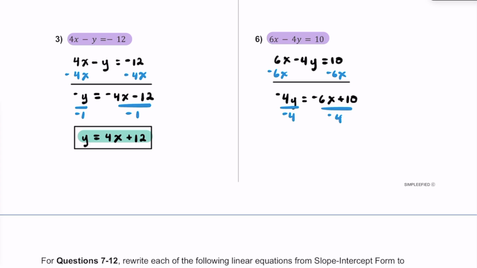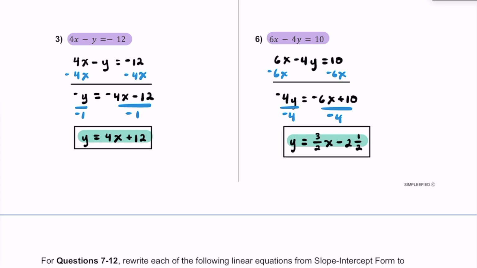If we go ahead and do that, then on the left side, we're just going to have y equals. And let's see, we have this -6 over -4. That's going to be the same thing as positive 3 over 2. So that's our slope here. And then we have, let's see, we have a positive 10 over a -4. That's just going to be the same thing as 5 over -2, or -2.5, I believe.